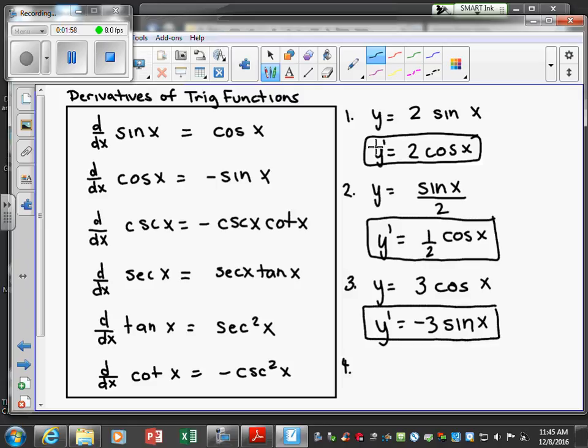And one more basic one, and then we'll branch out a little bit. So you get x plus cosine of x. What's the derivative of x? Just 1. And then what's the derivative of cosine of x? Negative sine of x, so our derivative is 1 minus sine of x.